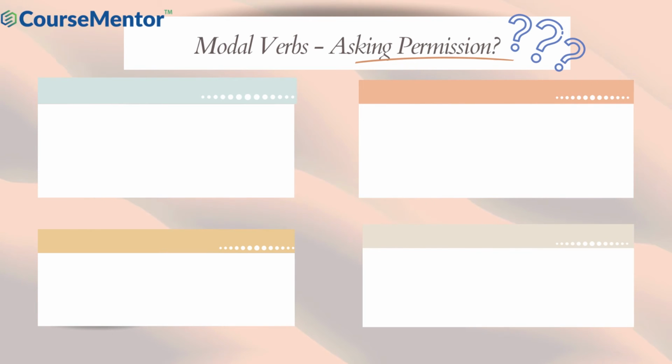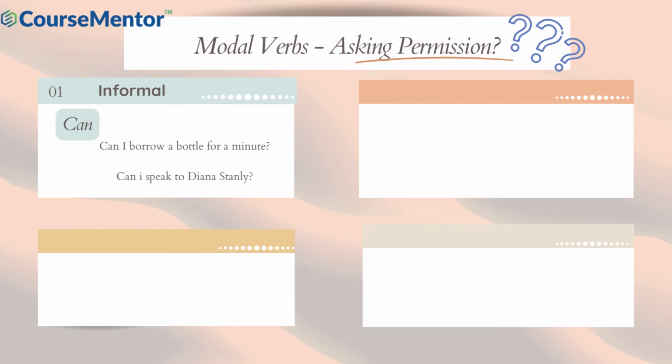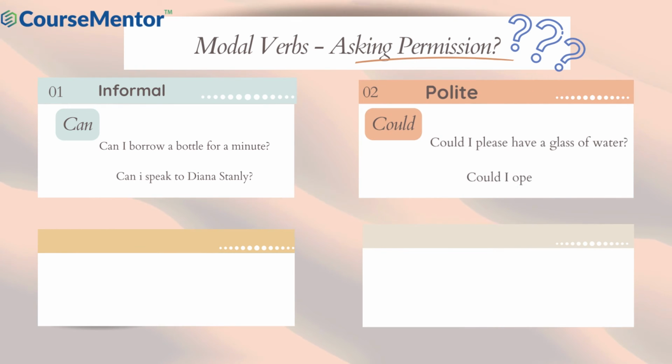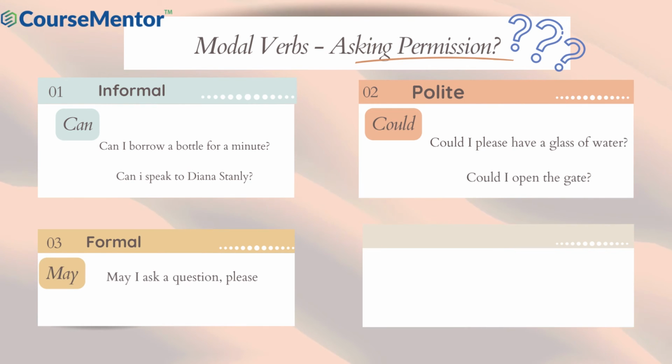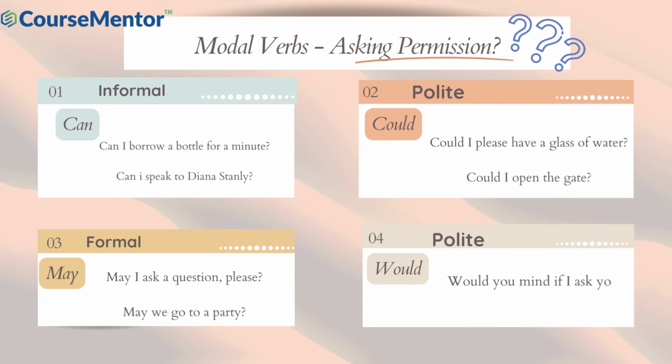Modal verbs asking permission. Informal: can. Can I borrow a bottle for a minute? Can I speak to Diana Stanley? Polite: could. Could I please have a glass of water? Could I open the gate? Formal: may. May I ask a question, please? May we go to a party? Polite: would. Would you mind if I ask you something?